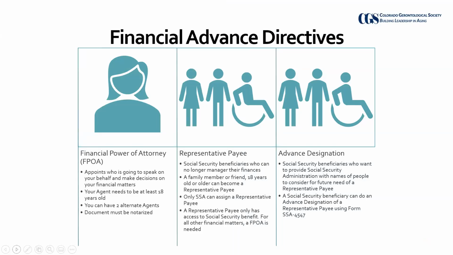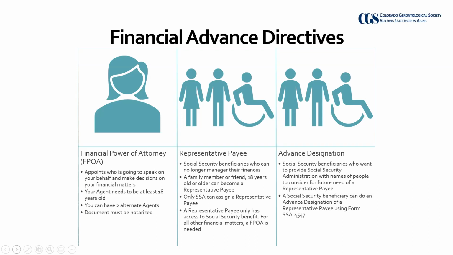So with the financial advance directives, today I will cover three different areas or three different directives. The first one is the financial power of attorney. This financial power of attorney appoints who's going to speak for you regarding your financial matters. So this could be financial institutions, this could be property, this could be assistance with your taxes, this could be assistance with helping you apply for civil, military, or government benefits. This document must be notarized. So when you complete a financial power of attorney, make sure to get it notarized.